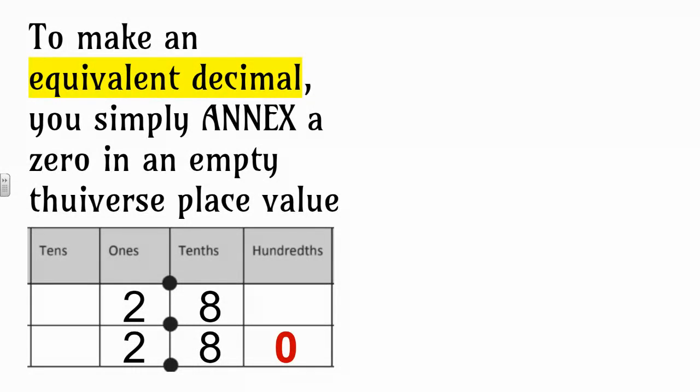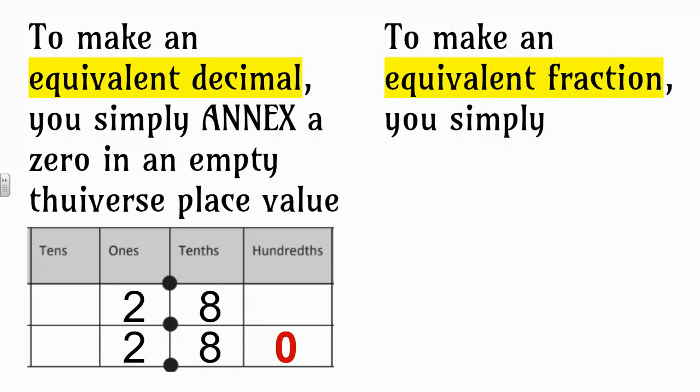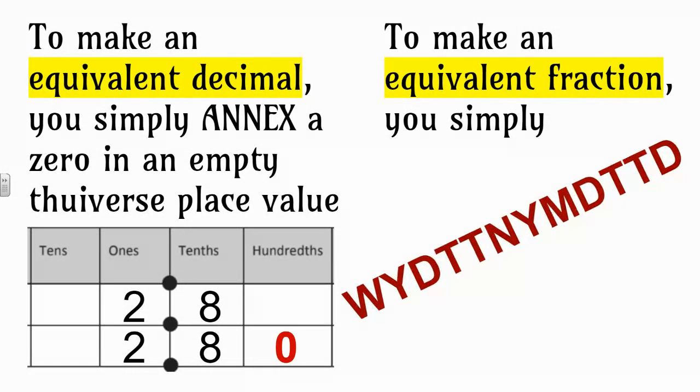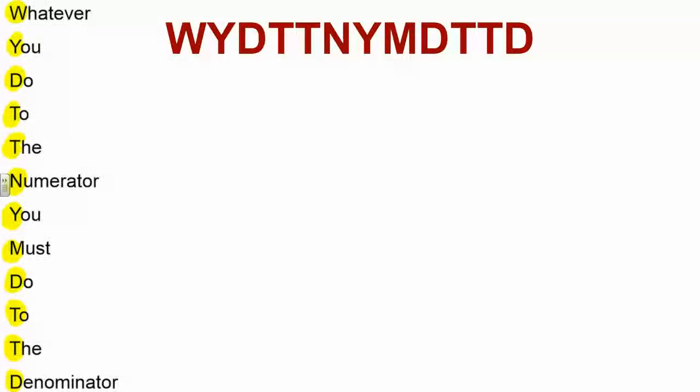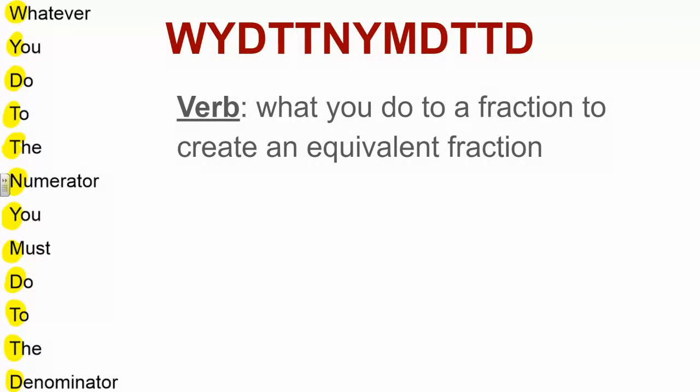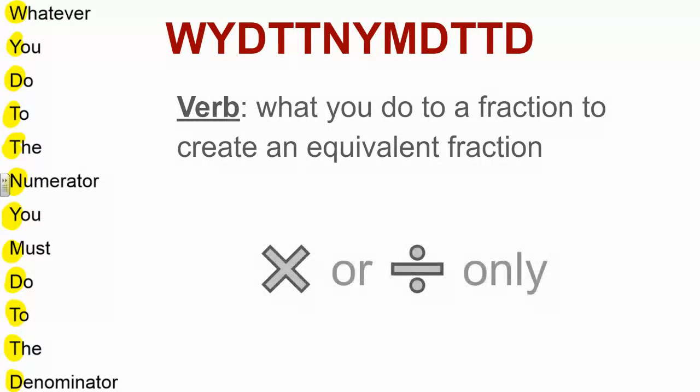Well, now we're working with equivalent fractions. To make an equivalent fraction, you're not annexing a zero. Instead, you simply watudamadud. That's right, I said it, watudamadud. So what does watudamadud mean? Well, watudamadud stands for whatever you do to the numerator, you must do to the denominator. So watudamadud is a verb. It is an action. It is what you do to one fraction to create an equivalent fraction, a fraction that means the same thing but looks and sounds different.